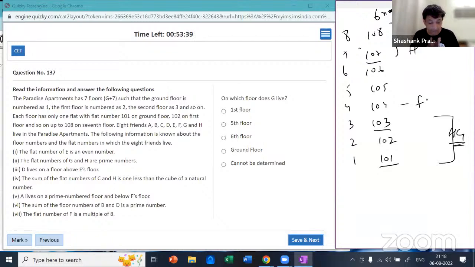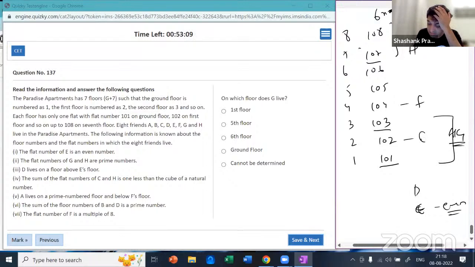Okay, cool. D lives above E's floor, doesn't matter. G and H are prime numbers. So 107 is a prime number, A and G. Okay, G and H are prime. D is above E, so that part is taken care of. E is an even number, and D stays above E, so E cannot be 106. So E has to be here.